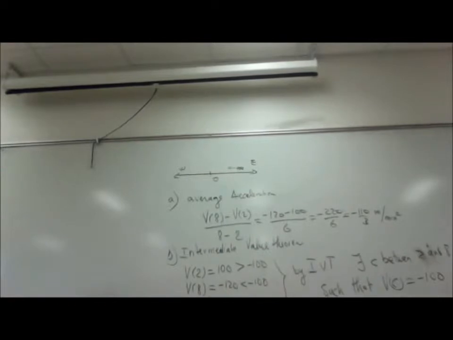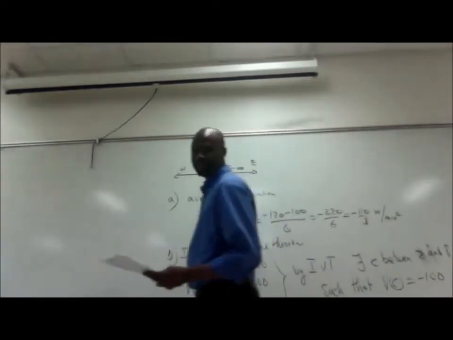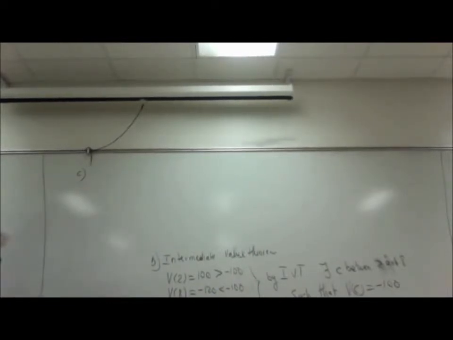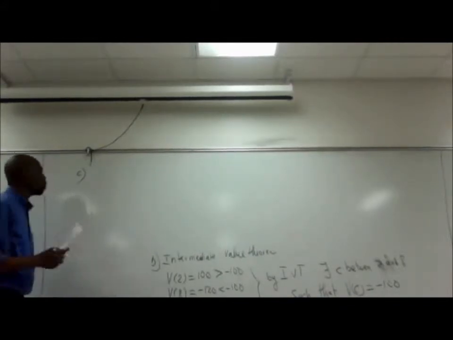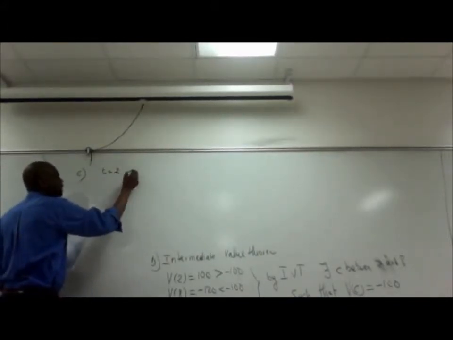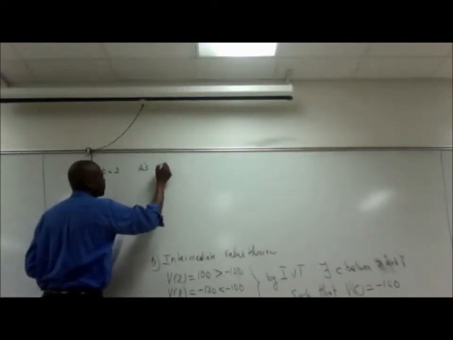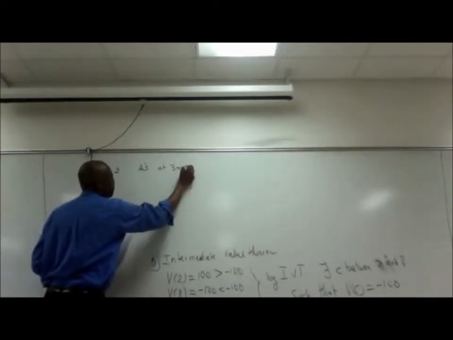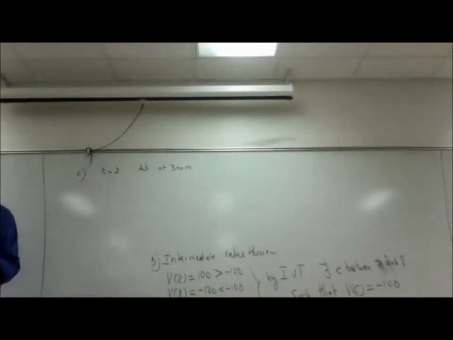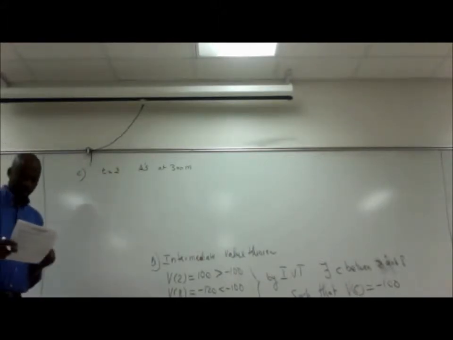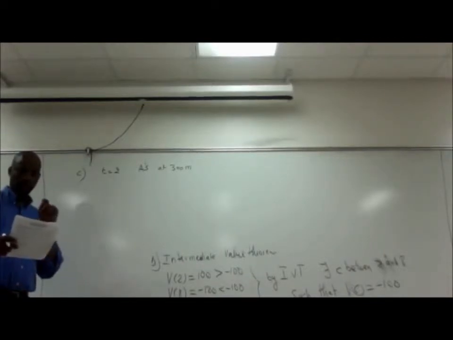So what do you got? At time t equal 2, train A's position is 300 meters. The train is at 300 meters at time t equal 2, and the train is moving to the east.